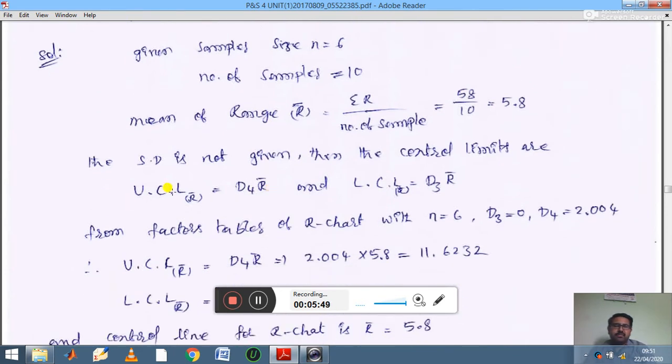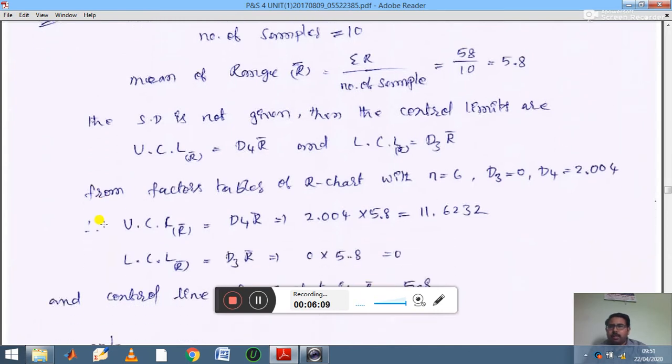Then let us proceed to find the UCL and LCL. You see the standard deviation is not given in the example. Therefore we need to use UCL equals D4 R bar and LCL equals D3 R bar to get the upper control limit and lower control limit values. From the factors table of the R chart with n equals 6, D3 is 0 and D4 is 2.004. Usually the D3 and D4 values are given with the example itself, no need to worry.